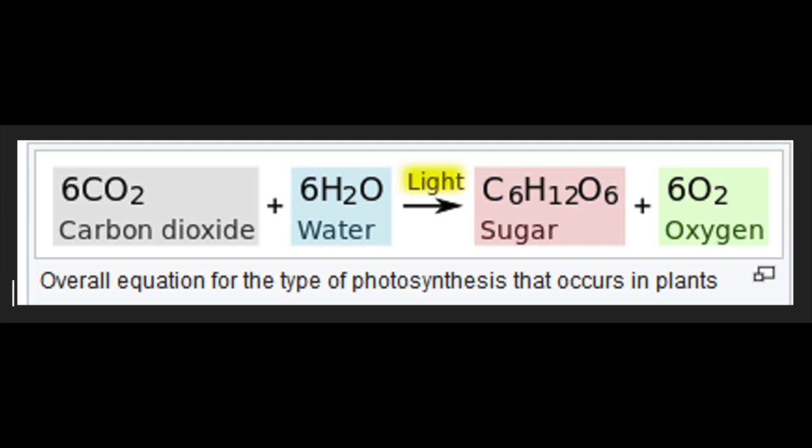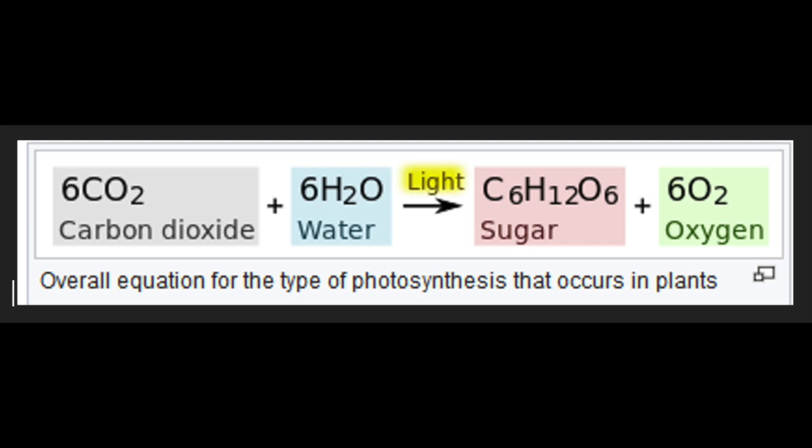More specifically, as I've said, photosynthesis is a process used by plants and other organisms to convert light energy into chemical energy, which can then in turn be used to fuel the organism's activities and metabolic processes. So the chemical energy is stored in the form of carbohydrate molecules or sugars.